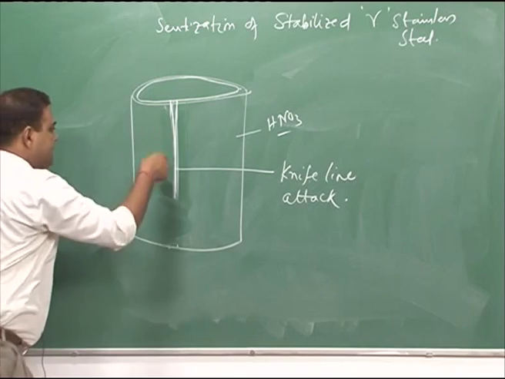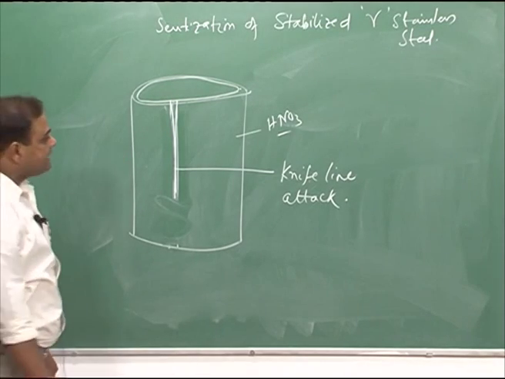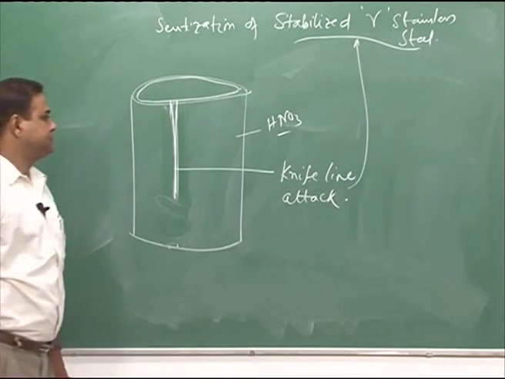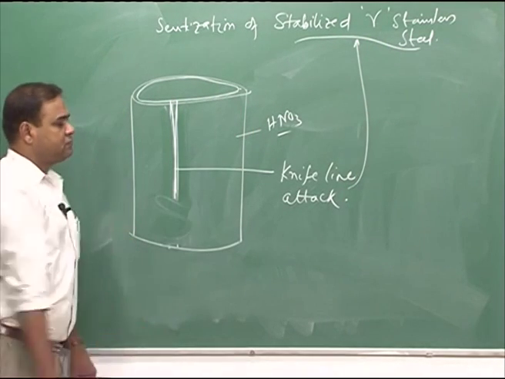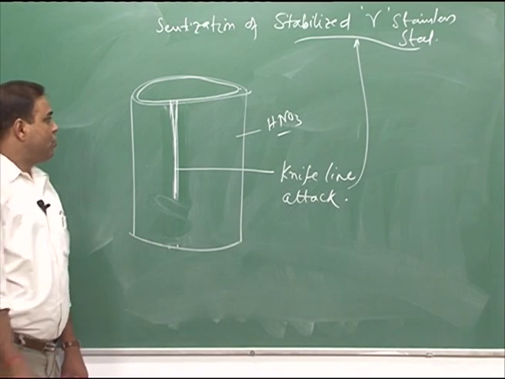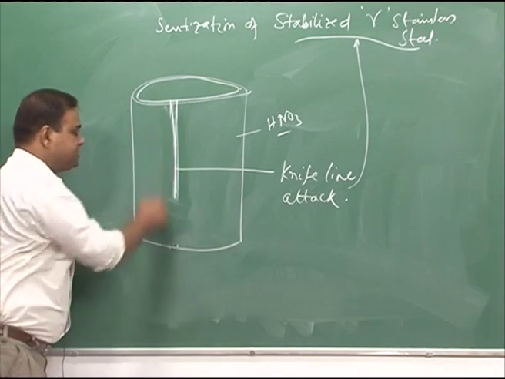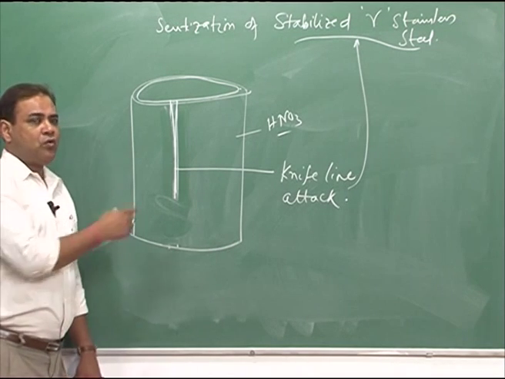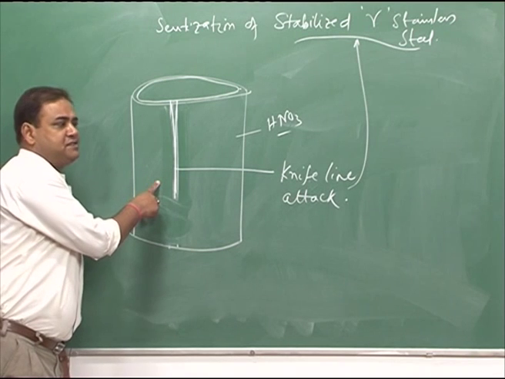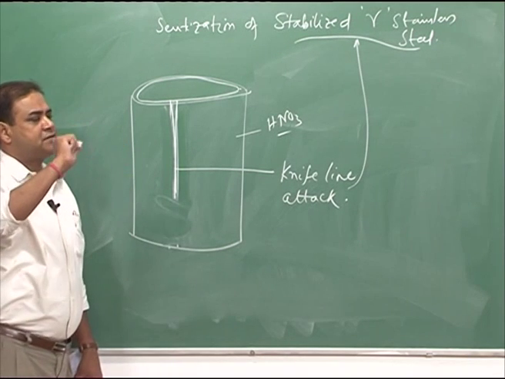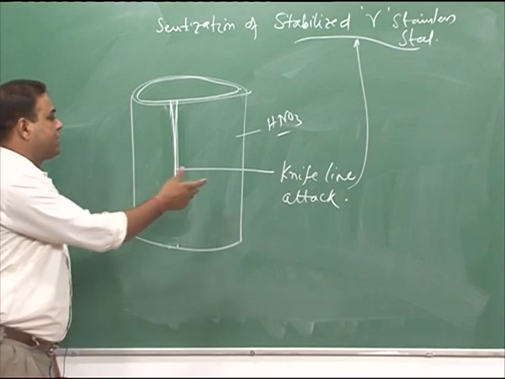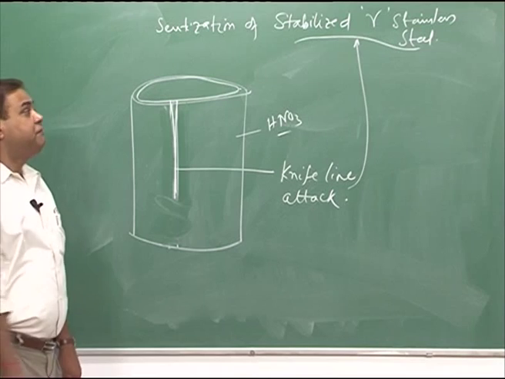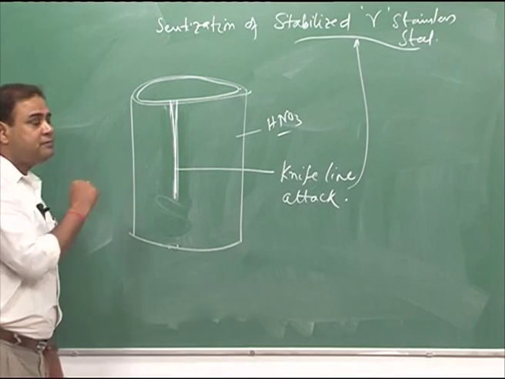This particular attack is called knife line attack, and that happens in stabilized stainless steel. This is the problem associated with welding the steel sheet, and then subsequently when we anneal this steel in the temperature zone around 600 to 800 degrees Celsius, we come across this knife line attack. Now, why does it happen? If it is stabilized steel, it should not have happened.